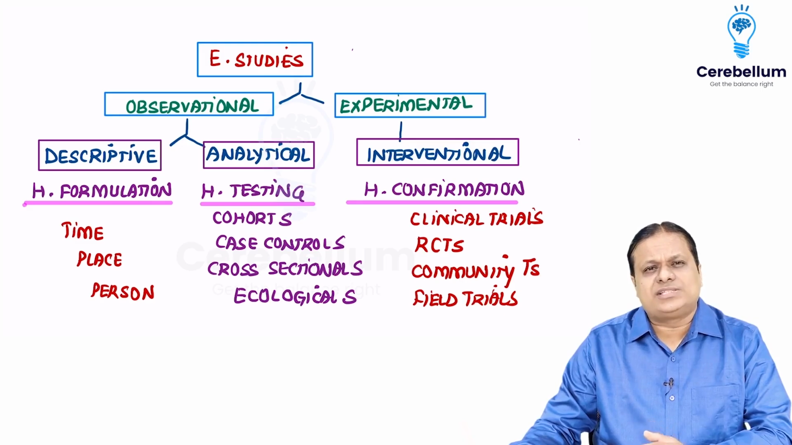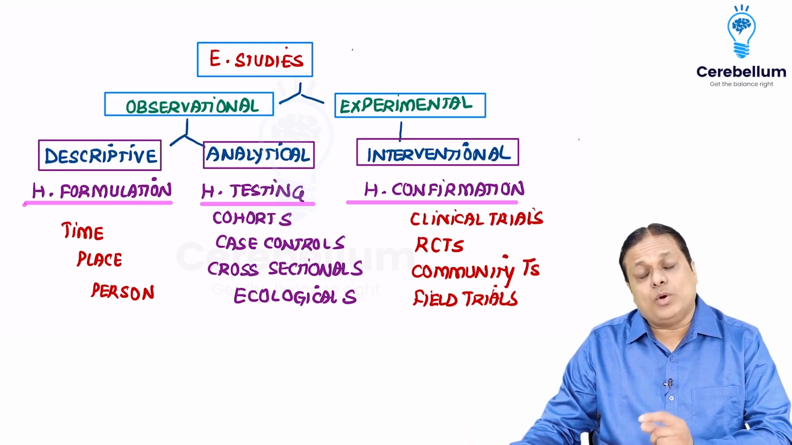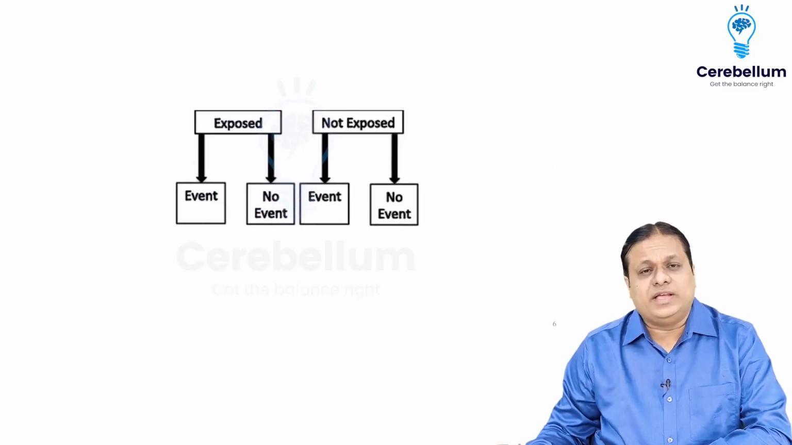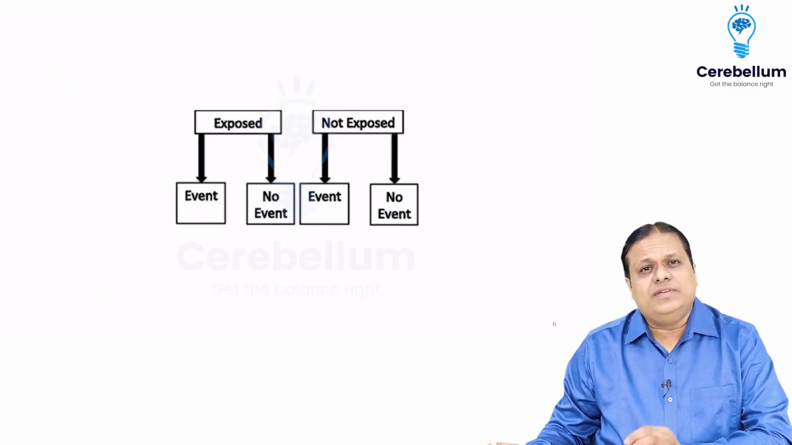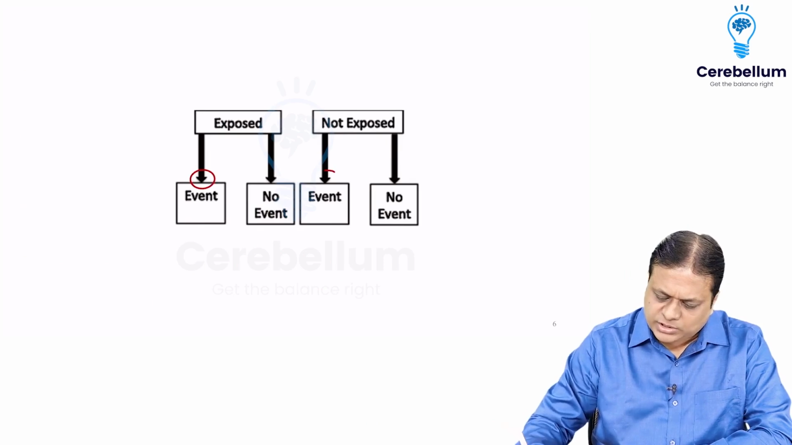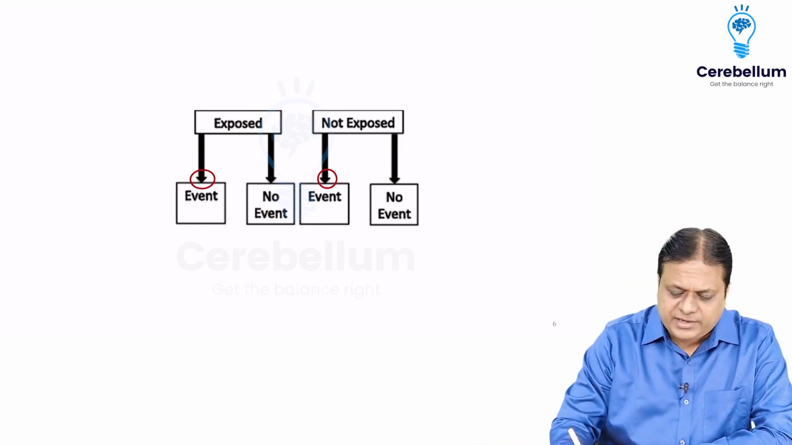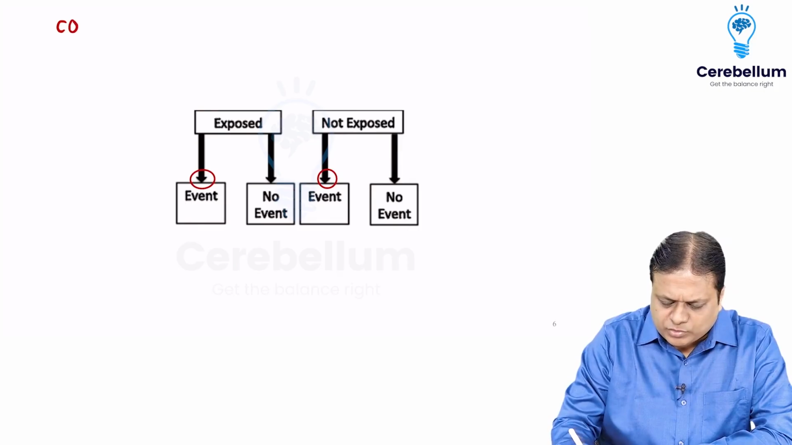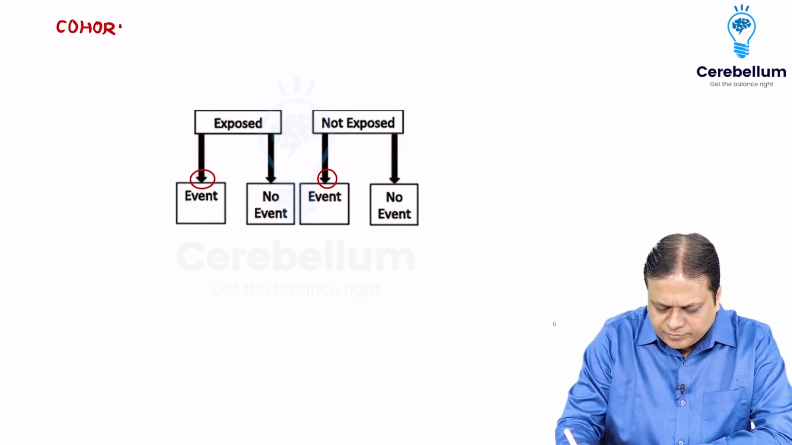So let's try to understand these study designs by taking them one by one. So can you identify this is which study design? We are starting with the exposure. Look at the direction of the arrow. We are going towards the event or the outcome. So very right, this is a type of cohort study.